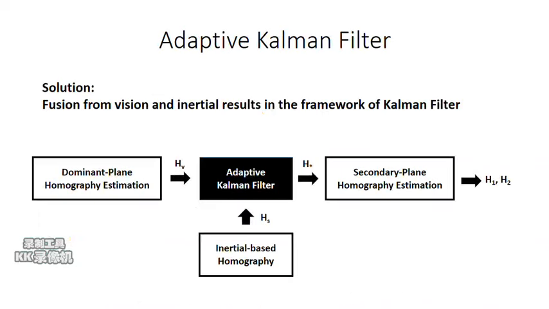Also, the accuracy of inertial data usually decreases over time due to accumulated drift. We employ a Kalman filter to fuse visual and inertial measurements to combine the complementary advantages of these two solutions. In this image, HV is the vision-based homography. HS is the inertial-based homography.